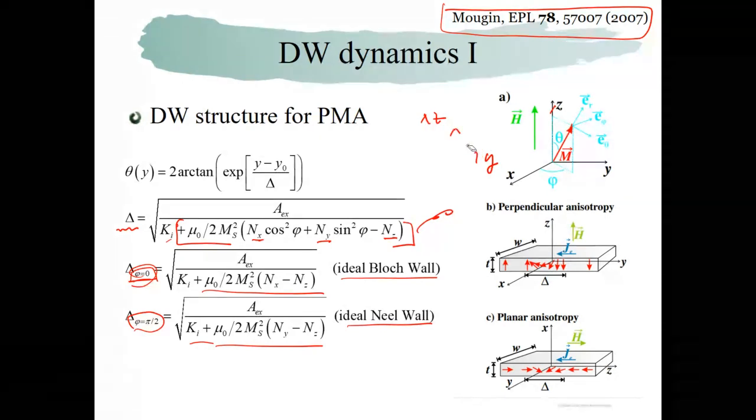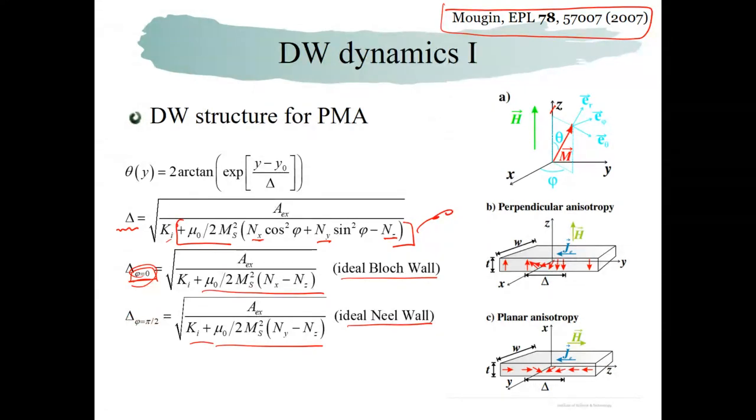In a Néel wall, we are talking about phi is pi over 2. Sorry. In this case, it is in the xz plane. Okay, so I just talked about the Bloch type domain wall here in the yz plane, and in a Néel wall, the domain wall is confined in the xz plane.